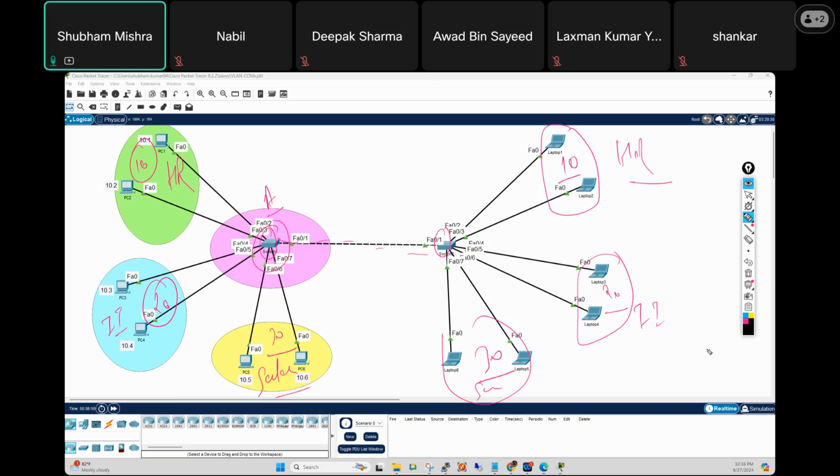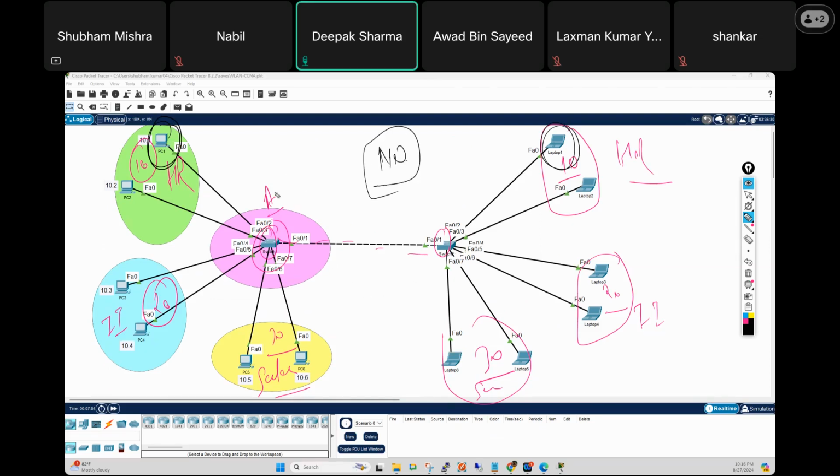Now let's suppose this PC number 1, who is from the HR department, wants to communicate with this one. Can he communicate? By default, the answer is no. What's the reason? What is the reason? Because of the different VLAN. Yes, both are in different VLANs. Very good.